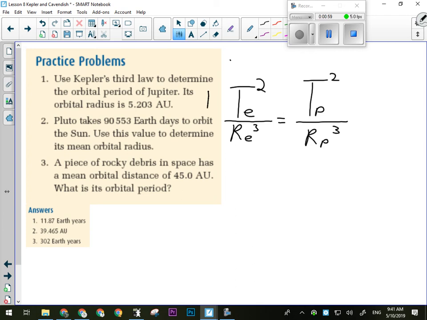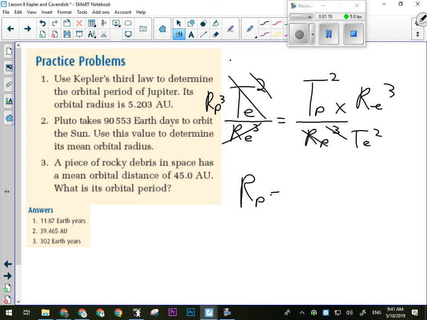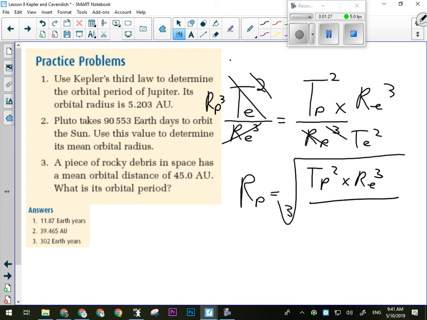So I'm going to multiply both sides by the radius of Pluto's orbit cubed. Okay, and then I'm going to multiply both sides by the radius of Earth's orbit cubed. And then I'm going to divide both sides by the period of Earth's orbit squared. Okay, so what I'm going to be left with is this. The radius of Pluto's orbit will equal the cube root of all of this, because that was cubed. Okay, so the period of Pluto's orbit squared times the radius of Earth's orbit cubed divided by the period of Earth's orbit squared.